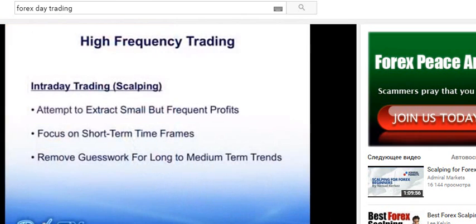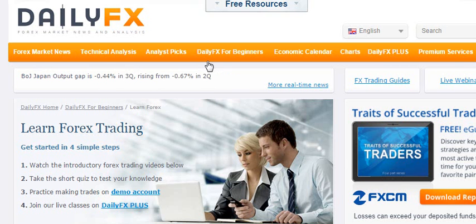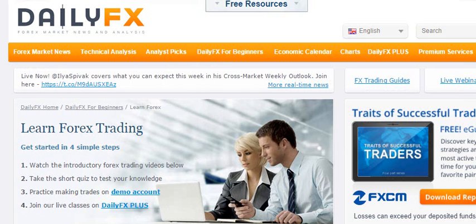Is scalp trading or intraday trading? Basically, all we're looking for is an attempt to extract small but frequent gains in the market. Taking an example of the euro dollar, when it's holding a 150-day range, we would certainly expect to pick up a few pips out of those moves within a single day.